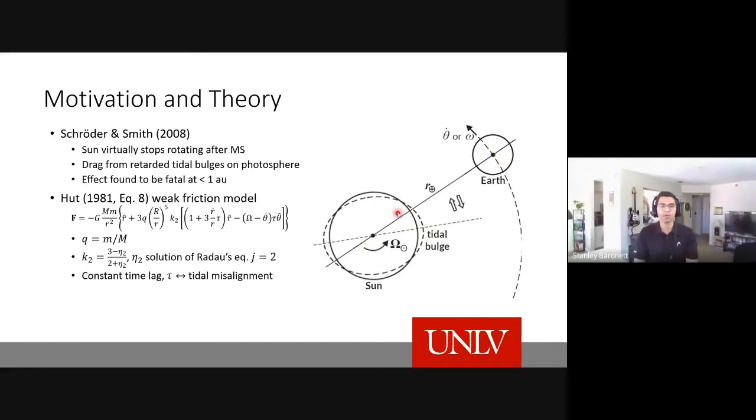And so one way to model this is using Hut's weak friction tidal model that he developed for stellar binaries, described here by this force prescription, where the first term is just the Newtonian attraction between the 2 point masses, and then all the other terms are the tidal effect from the perturbing acceleration from the nearby body. Q in this case is the mass ratio, simply just of the nearby body over the central body. K2 is this perturbed body, being the sun, its second degree potential Love number, describing the deformability on the surface of that body. And then more importantly, there's this tau factor here, which is this small constant time lag that corresponds to the slight change in both the amplitude and the direction, or the misalignment, so to speak, of the tides that you see here, this misalignment.